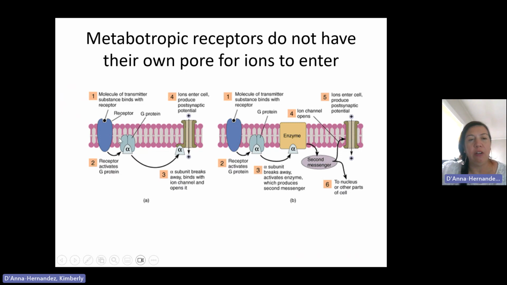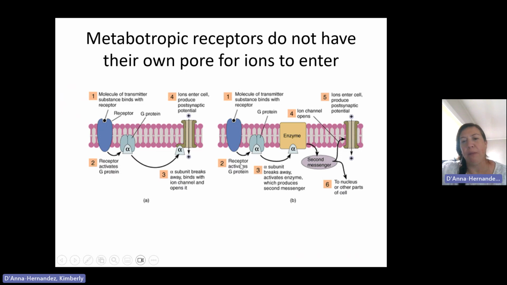You have here your metabotropic receptor. So again, the receptor, a G protein, the alpha subunit breaks away and then opens the ion channel, which is somewhere else, right? There is another kind of metabotropic receptor. I just want you to know this exists, but I'm not going to ask you about any kind of detail.